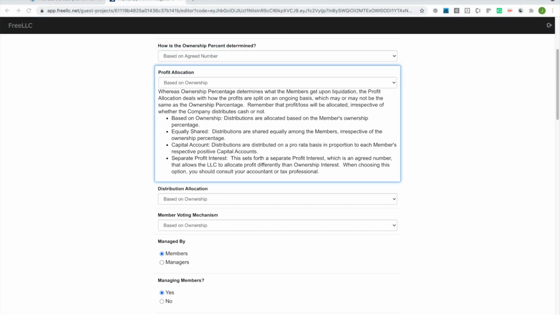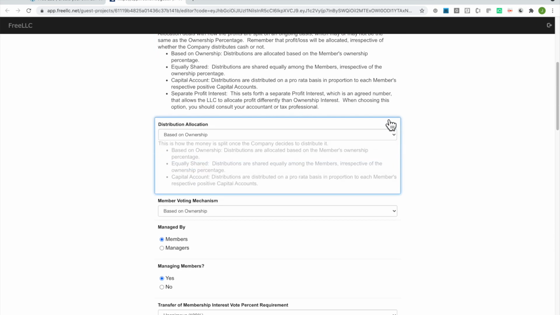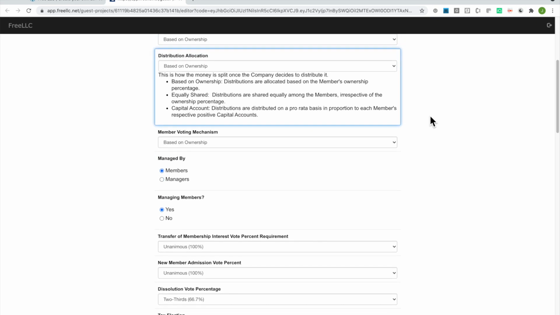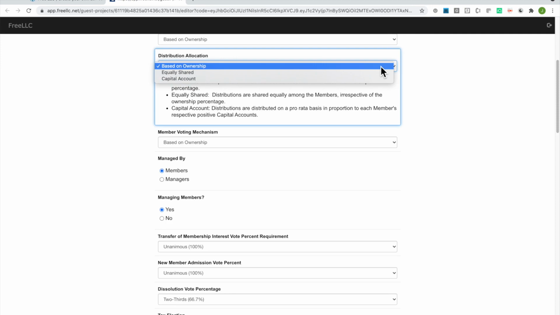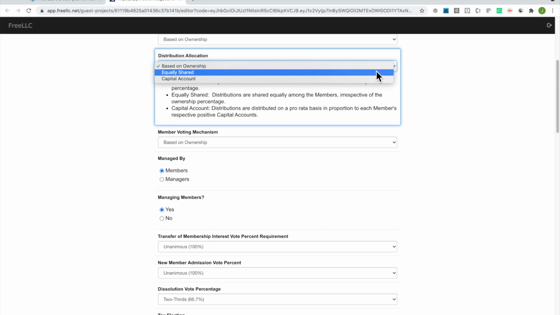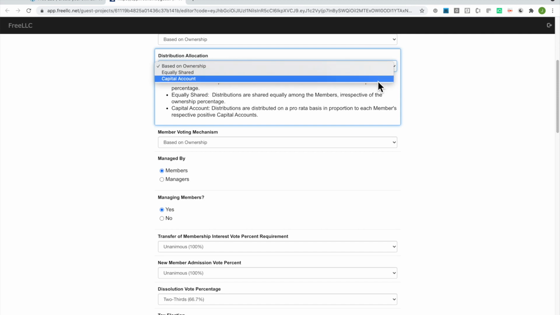So the next point is the distribution allocation. That's when the company decides that it's going to pay the members and determine some amount to be paid out. And so you have this pile of cash to be paid out, and this essentially answers the question, how are we going to split that pile of cash? Knowing how profit allocation is different from distribution allocation is a key part of understanding how all this works. And now that you know all of these options based on ownership, equally shared, or capital account, I'll leave it up to you to decide.